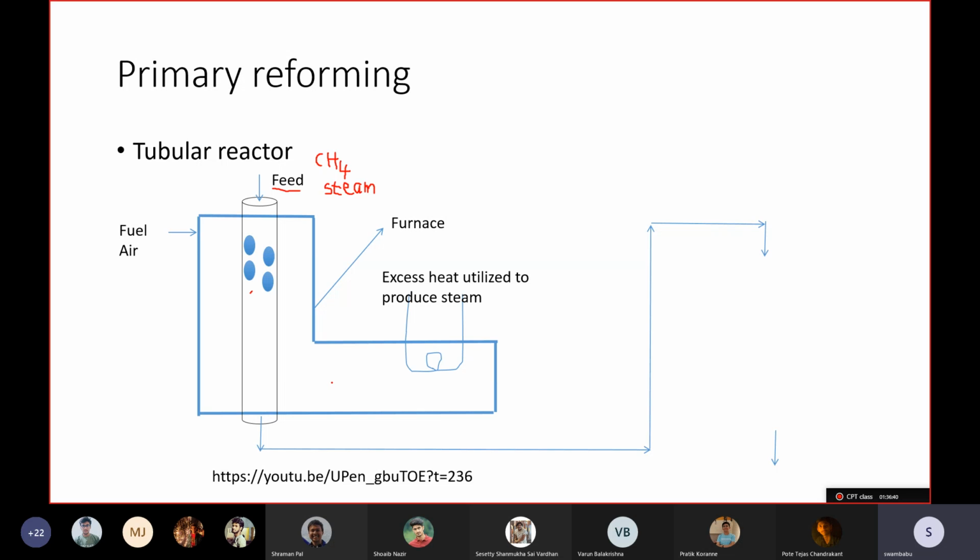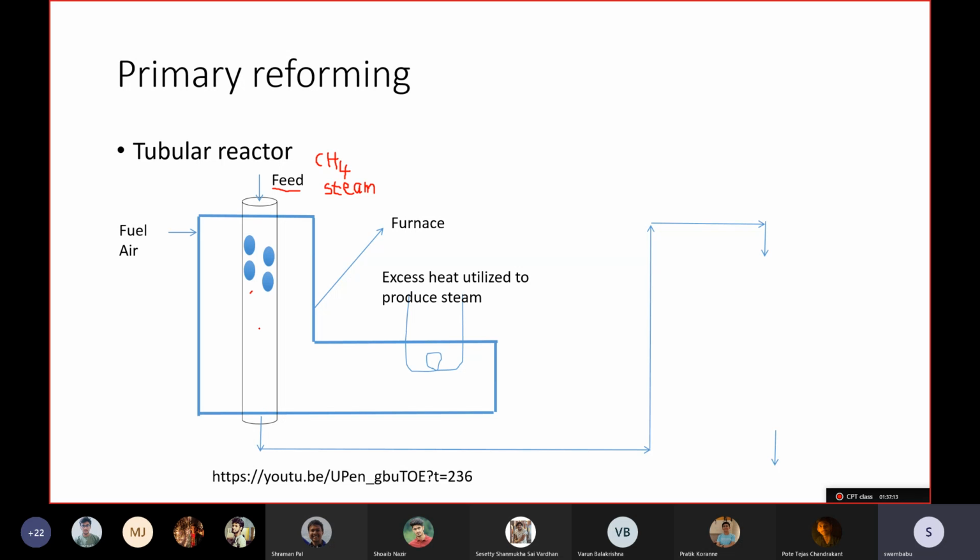Now, to maintain this, because this is an endothermic reaction, right? It requires some heat energy. That heat energy they supply by burning the fuel and air. By burning the fuel and air, combustion takes place. That combustion generates a lot of heat. That heat will be transferred to the reactants present in this reactor.